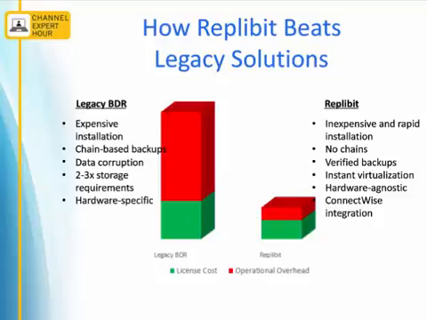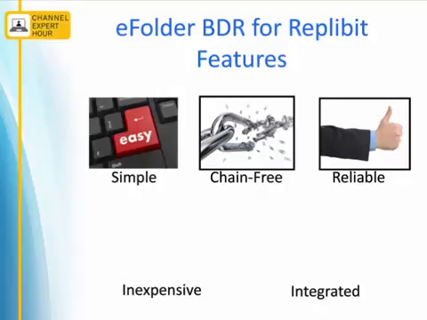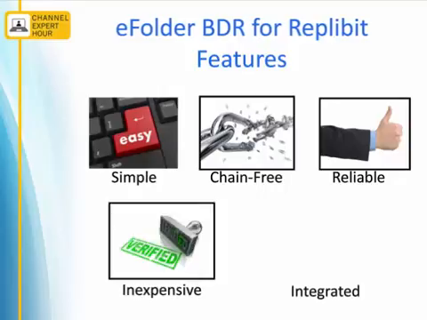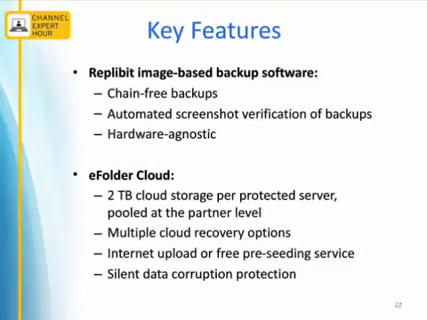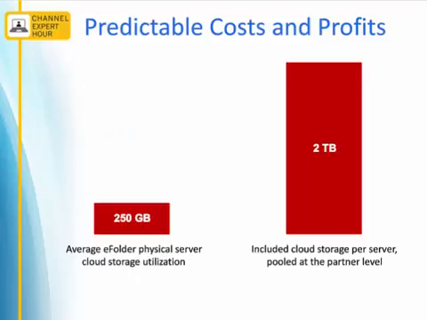So we've touched on all of these main points and features, so I don't want to belabor them. One comment I will make is that we bundle in 2 terabytes of cloud storage per protected server, and all of that storage gets pooled at the partner level. What we're trying to do with the amount of storage we're bundling is completely take the storage component off the table in terms of a conversation item and something you need to worry about.